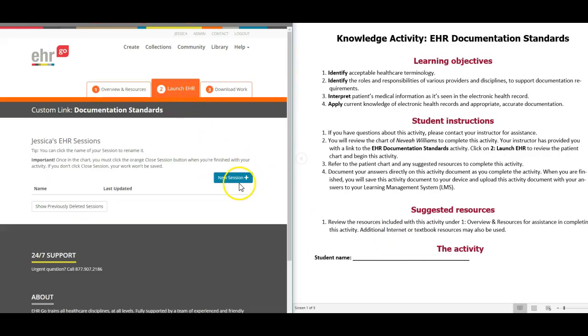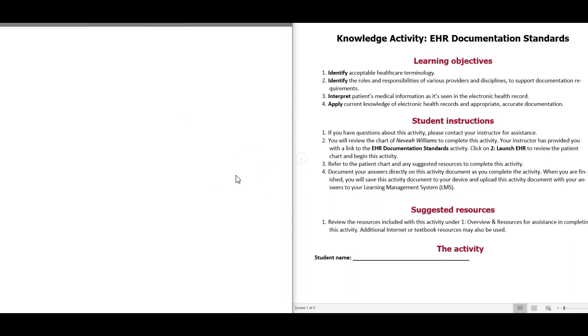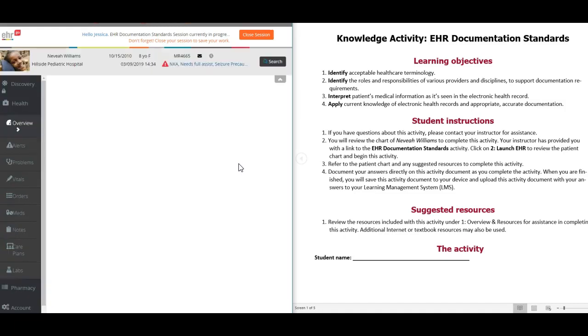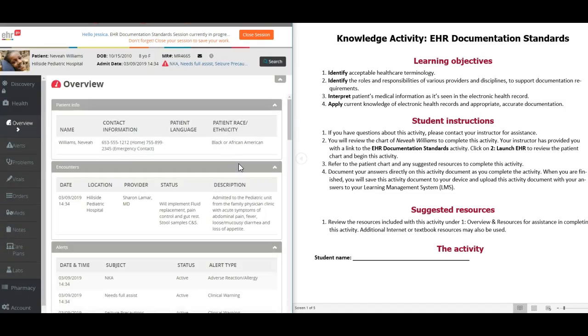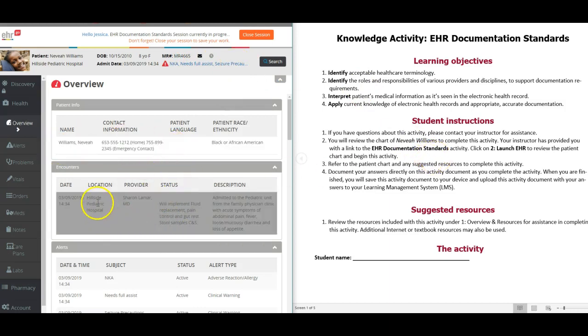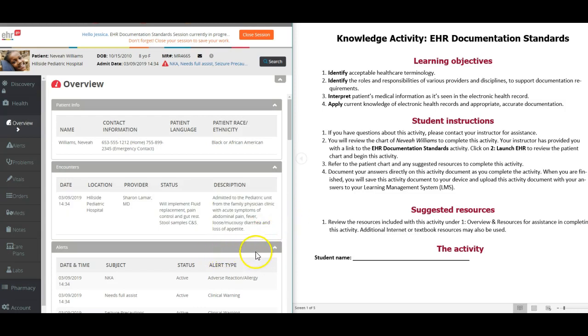So we're going to launch Nevaeh's chart and look through here and see what we can find as far as answers to the questions that are on this worksheet over here. So here we have Nevaeh, and she is 8 years old, and she has seizure precautions and all kinds of other things going on here. She's a patient at Hillside Pediatric Hospital. She was admitted from her family physician with acute symptoms of abdominal pain, fever, loose, mucousy diarrhea, and loss of appetite, all kinds of stuff going on over here.